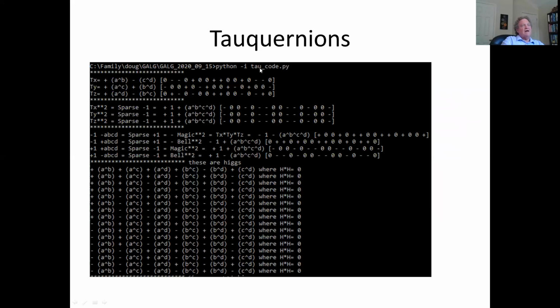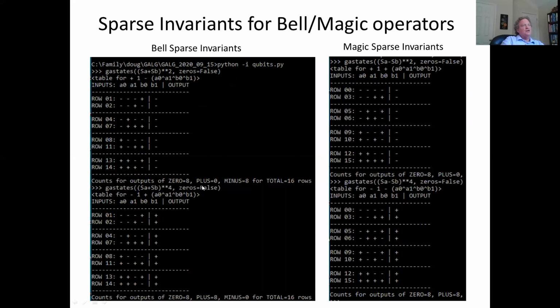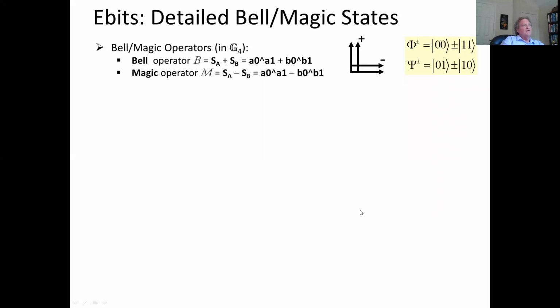There's a program out there called tau code I ran. If you just run it, it prints all this stuff out. And part of that printout is it shows you the Bell and magic states, and it shows you these are the Higgs. Now we're going to talk about the Higgs here in a minute. So we talked about the sparse invariance already, and here's the examples. You can run these. It's easy to run these. Here's the examples. I'm running out of time, so I'm just going to go through them.